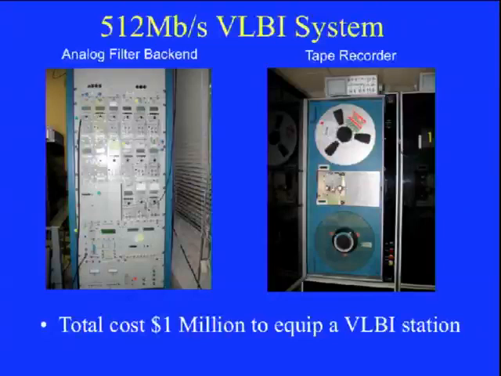So what did we used to use for this? I shudder when I look at this slide because my grad student days were spent in front of these reel-to-reel recorders. But in the rearview mirror, we see these analog banks of filters, and we see magnetic tapes that had to be changed. And the total cost for a VLBI station was about $1 million. That's to faithfully record all that data I talked about.